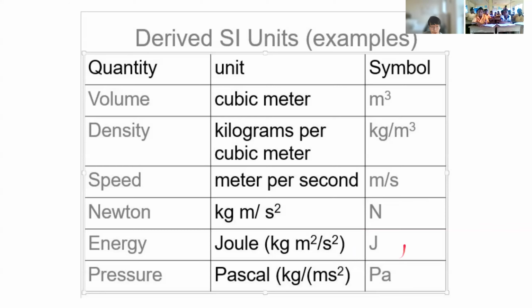For joules, for energy, it is measured in joules as well. And also do not be confused because joules are kilograms meters squared per second squared. Same with pressure. Pascal is kilograms per meter times second squared. The main takeaway from this is that some units are derived and some units are basic.